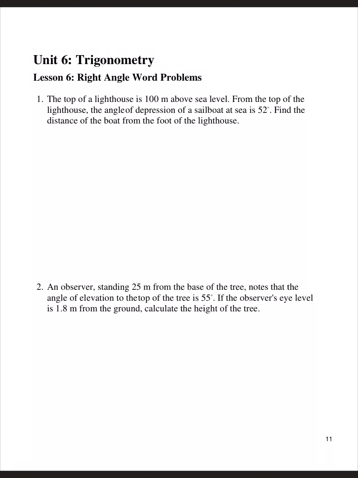The top of a lighthouse is 100 meters above sea level. From the top of the lighthouse, the angle of depression of a sailboat at sea level is 52 degrees. Find the distance of the boat from the foot of the lighthouse. Okay, so let's start by drawing a picture to help see this. So we have a lighthouse.